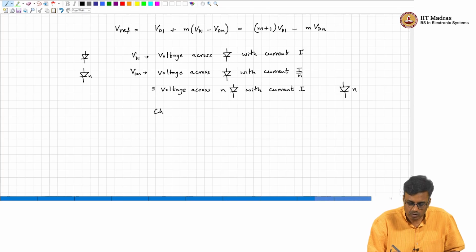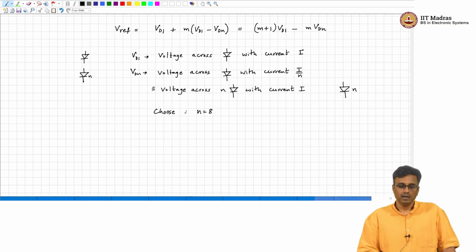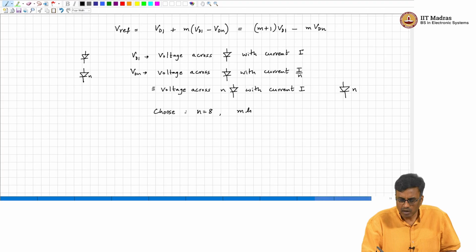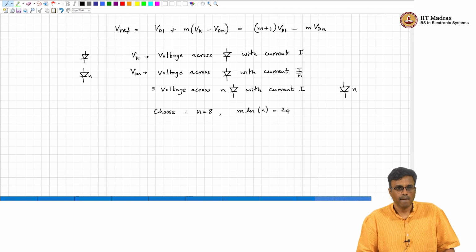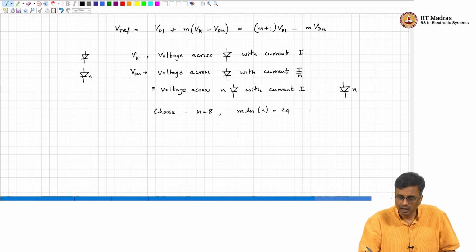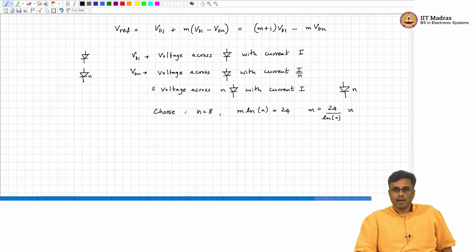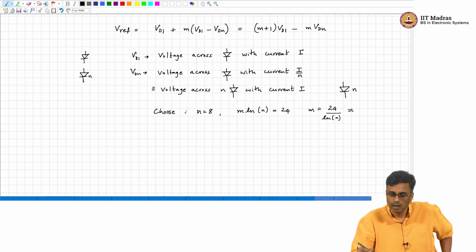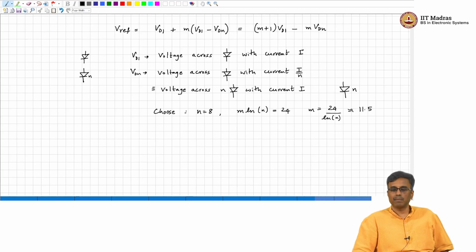Example. Let us say we choose n equal to 8, right? And recall that m ln n is about 20, must be chosen to be about 24, correct? All right, and if ln n is 8, m must be approximately 24 by ln n, which is approximately 11.5, something like that. So, we can go and find that m needed.